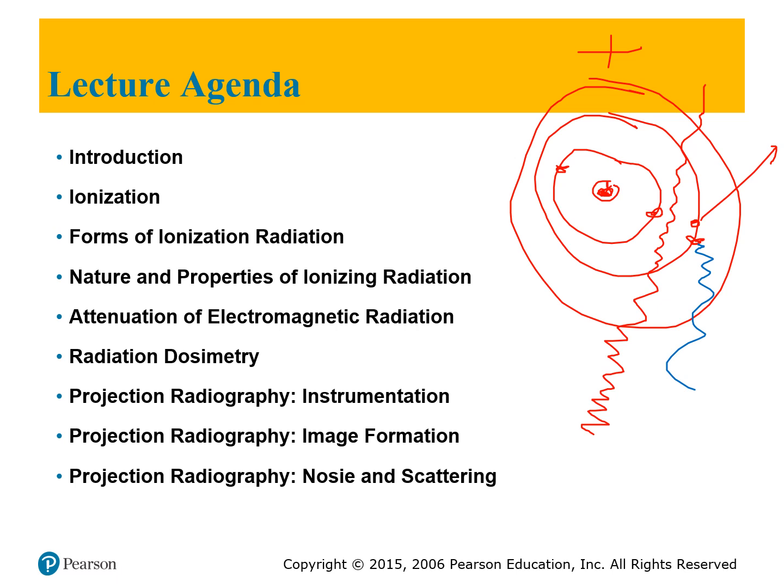Forms of ionization, nature and properties of the ionizing radiation, attenuation, and then dosimetry. Is that correct, how I'm saying dosimetry? Dosimetry, yeah. And so dosimetry is a lot about the form of that radiation and the projection, the instrumentation, the image formation, and the noise and scattering. Does that sound like a good idea? Where we're going with this? And this way you will know most of the things about medical imaging for radiographic imaging.